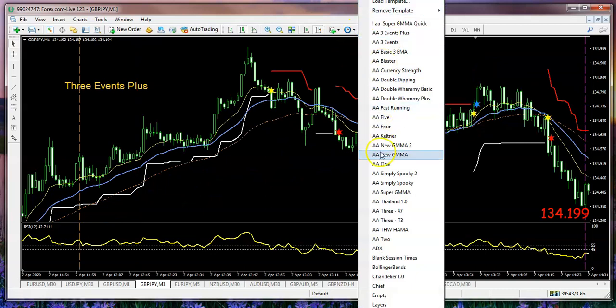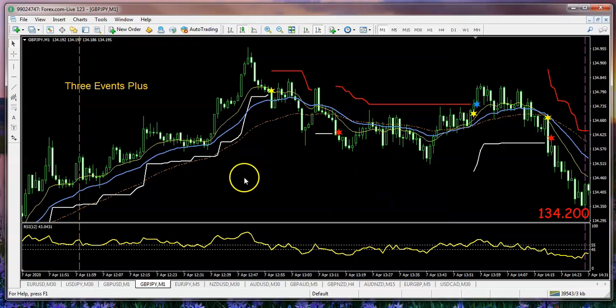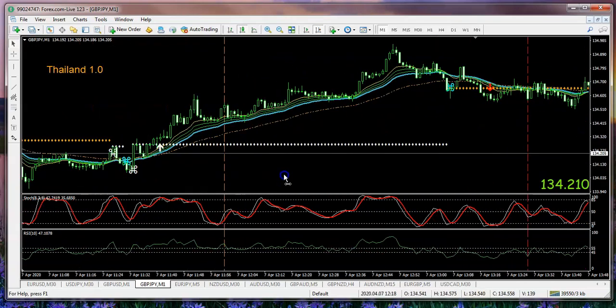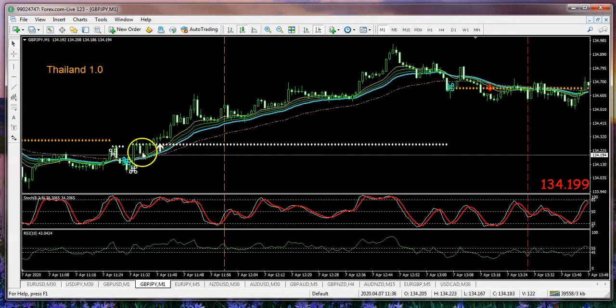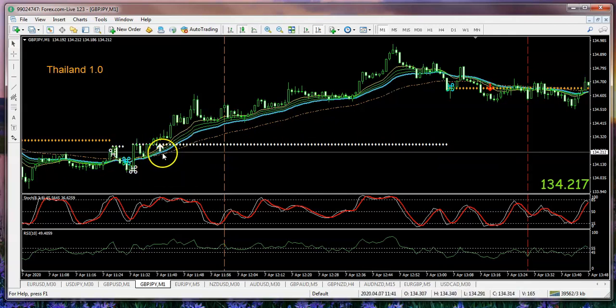Let's see what we got going on here. Here's Thailand down here. And we come back again. Notice that we had our crossover of the 12 and 24, and that created our Z-Lander signal line. We had our up arrow suggesting a confirmation that the moving averages were continuing higher.